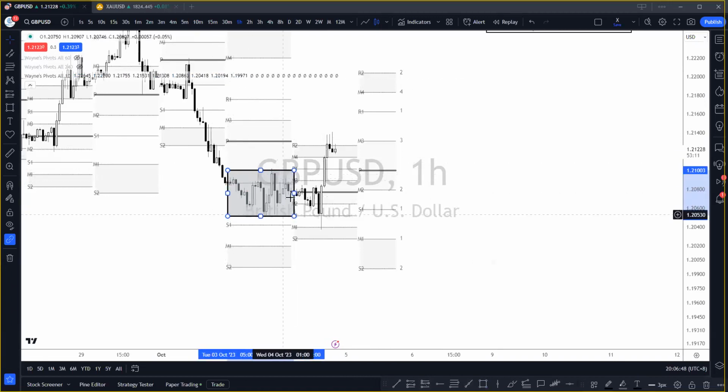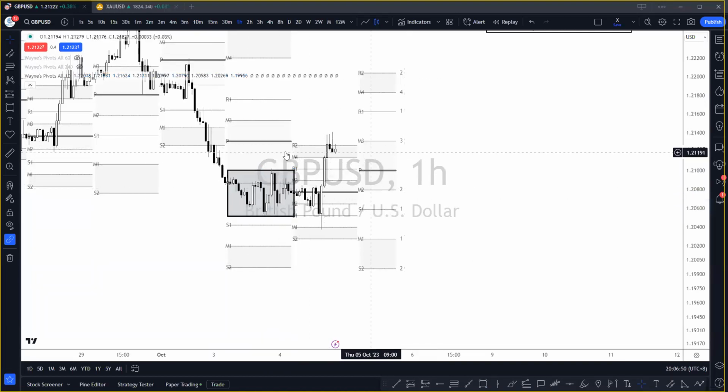Based on this ranging movement here, the pivot points are projected at the start of today's Asian session, with the most important point being the pivot point, which shows roughly the mean of where the prices are going to be today. Based on the open, close, high and low of yesterday, we can actually plot out several other levels.